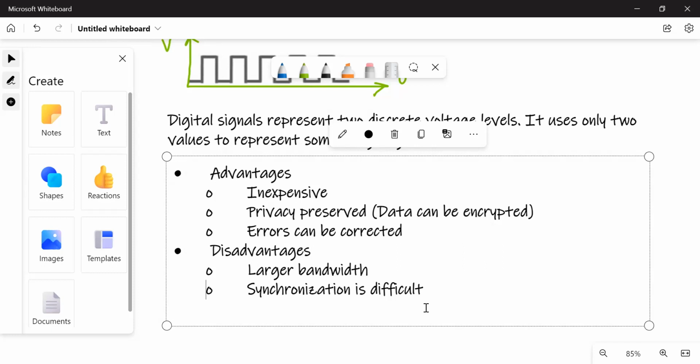And that is known as a disadvantage. Now we have discussed analog and digital signals. Let's look at the properties of these signals. When you describe a signal, we use these properties to describe them. For example, the height of the wave we normally call amplitude.